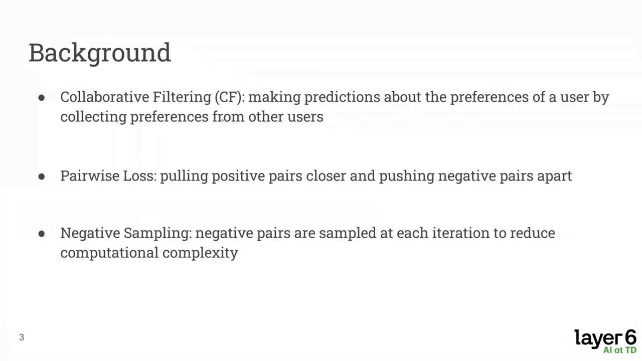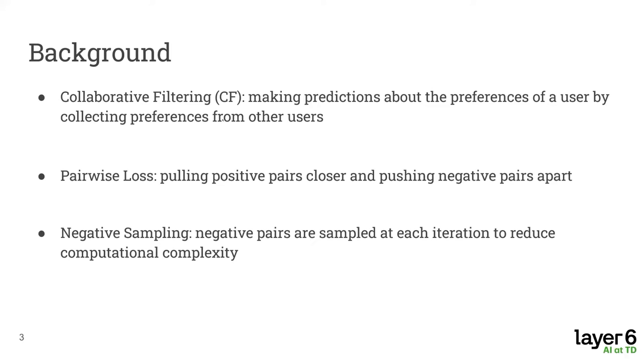Collaborative filtering is a widely used technique in recommendation systems that can make predictions about the preferences of a user by collecting the preferences from other users. In modern deep learning approaches, they typically implement collaborative filtering by learning the user and item embeddings.